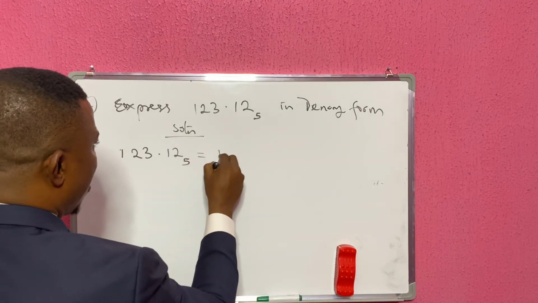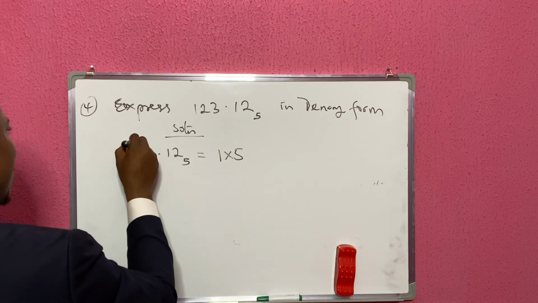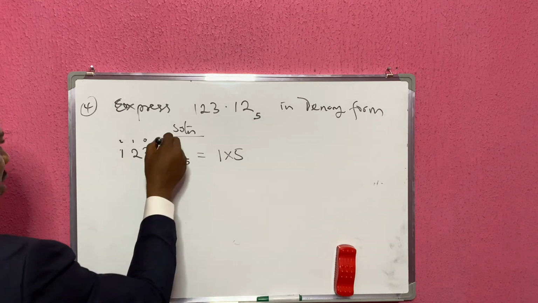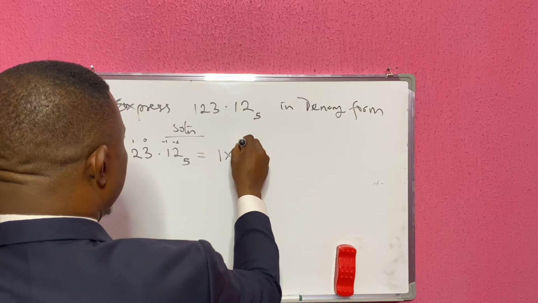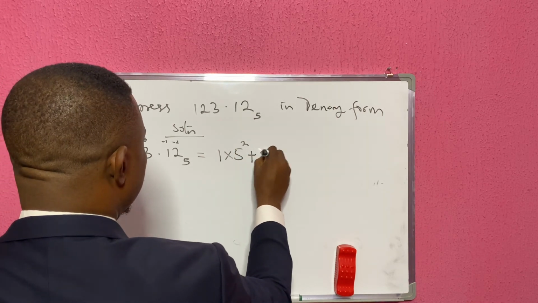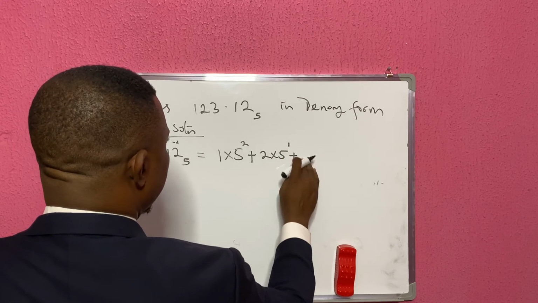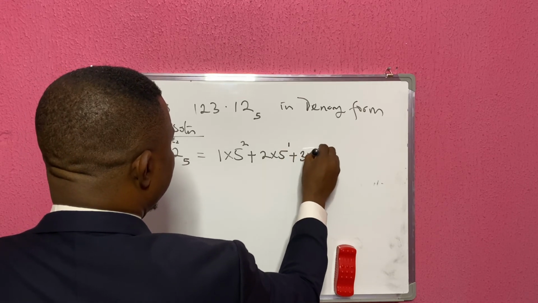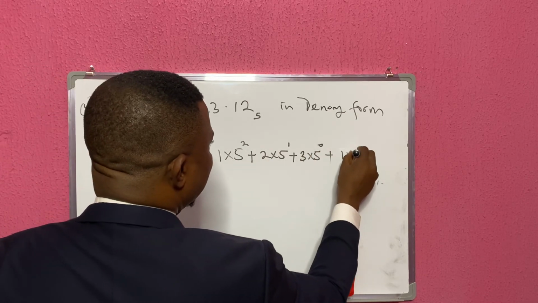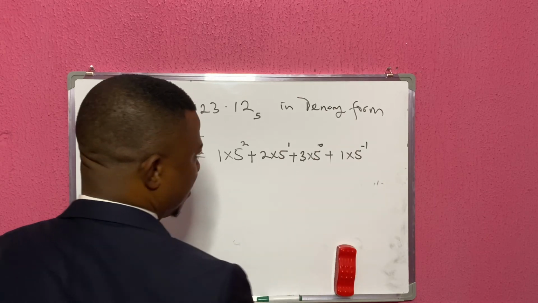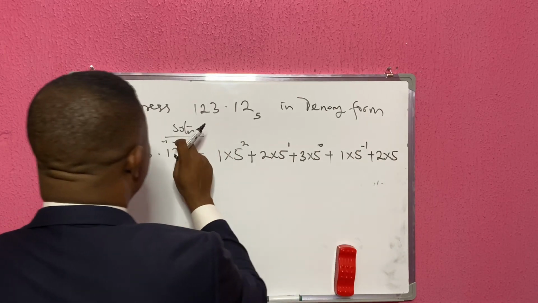You will write 1 times 5, this base, raised to the power, this is 0, 1, 2. This is minus 1, minus 2. I hope you have not forgotten. You'll be having power 2 plus 2 times 5, power 1, plus 3 times 5, power 0, plus 1 times 5, power minus 1, plus 2 times 5, power minus 2.